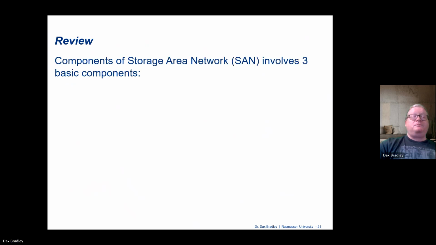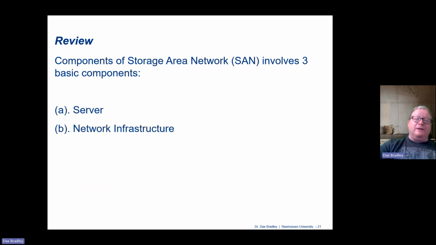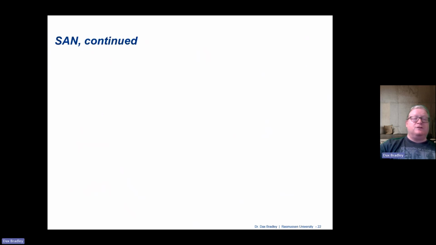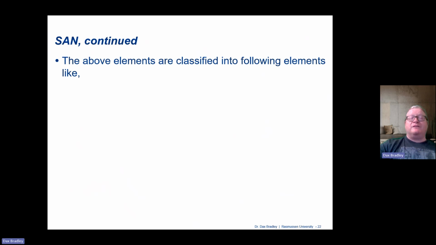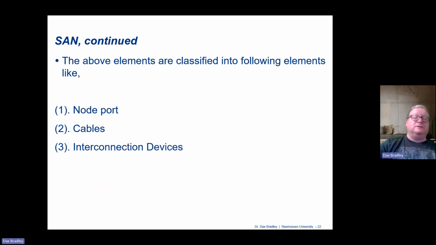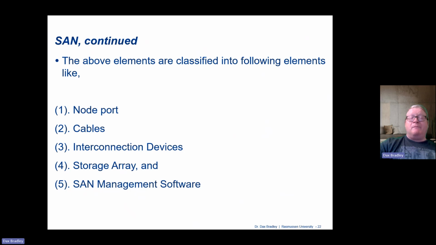But let's move on. Components of the storage area network, or SAN, involve three basic components. Spoiler alert, you might want to write these down. They consist of the server, the network infrastructure, and the storage. Those are the three basic core components of the SAN: server, network infrastructure, storage. Those are classified into the following elements: node ports, cables, interconnection devices, storage array, and SAN management software.